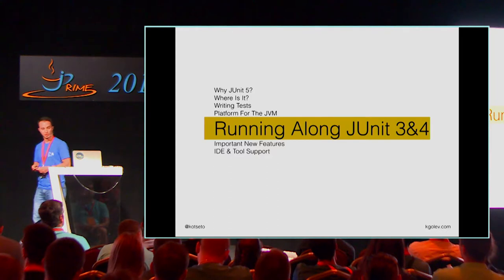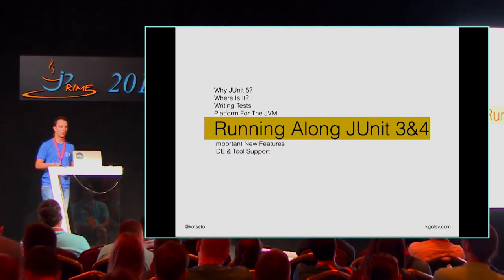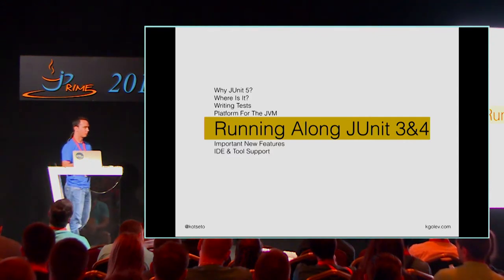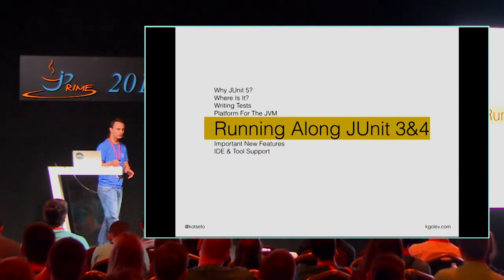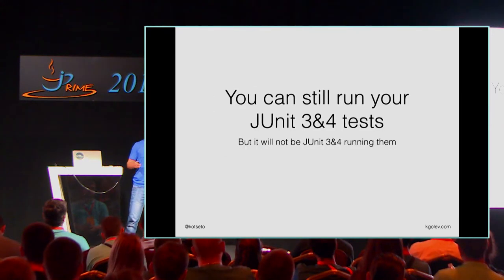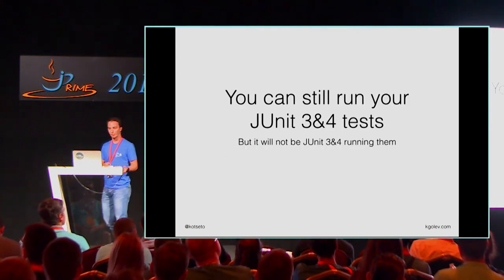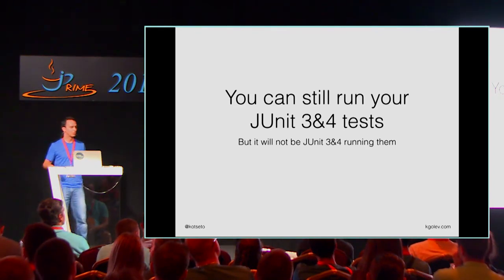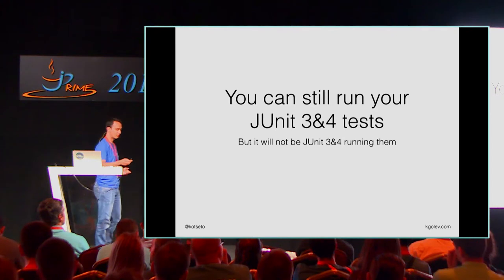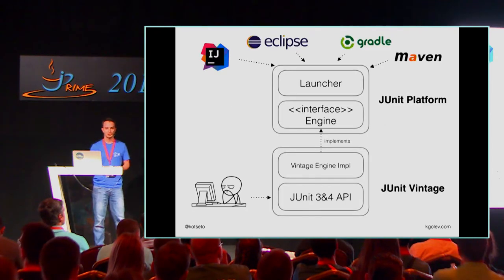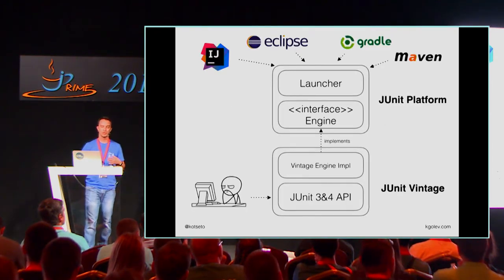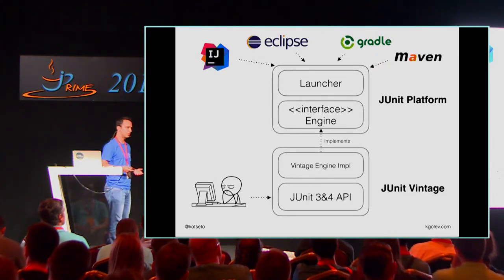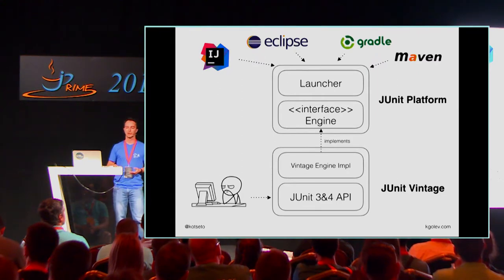How can we run this JUnit 5 test then along with the JUnit 3 and JUnit 4? Because what we saw right now, it will run only the JUnit 5 tests. But George has two types of tests, JUnit 4 and JUnit 5, the new ones. So you can still run them, but it will not be the JUnit 4 that runs them. It will be again JUnit platform, but using the JUnit vintage, because JUnit vintage provides another implementation of the same specification provided by the platform.